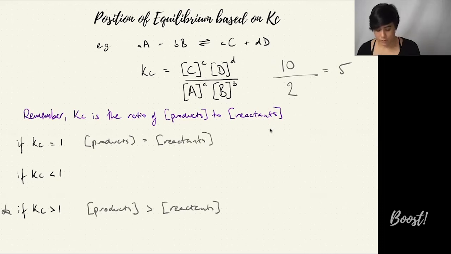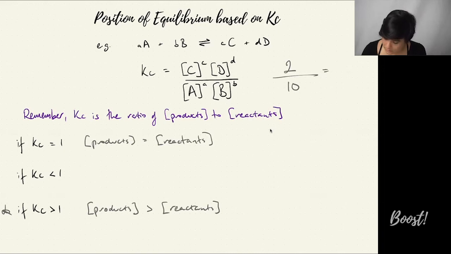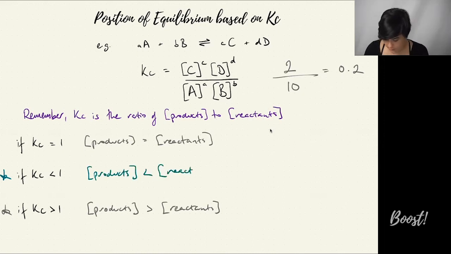And then of course the opposite will be true. So if we have less concentration of products than reactants, then that will give us 1/5, that's going to give us 0.2. So that's a value that's less than 1. So now we're looking at this one here. If Kc is less than 1, then the concentration of the products will be less than the concentration of the reactants.